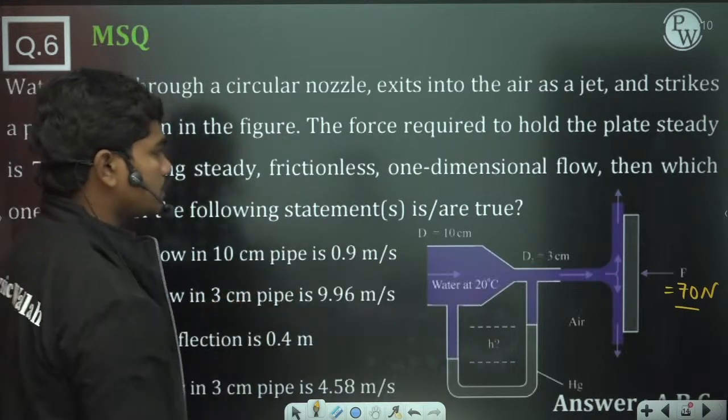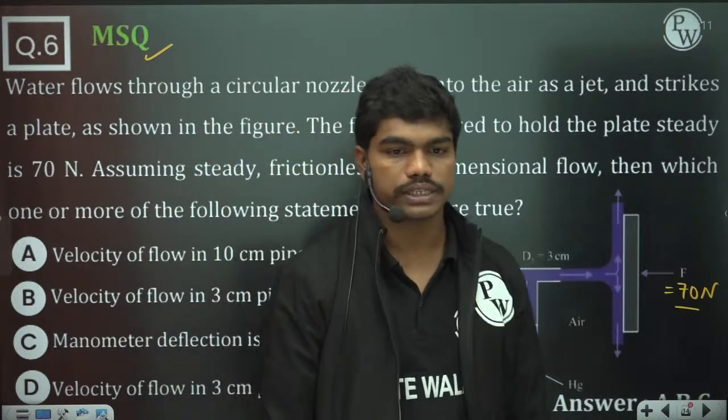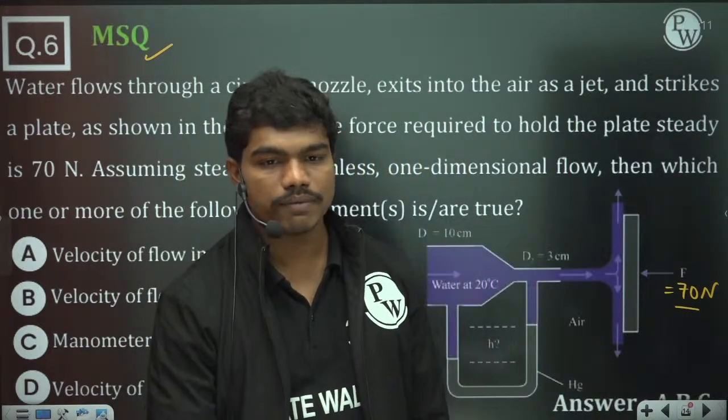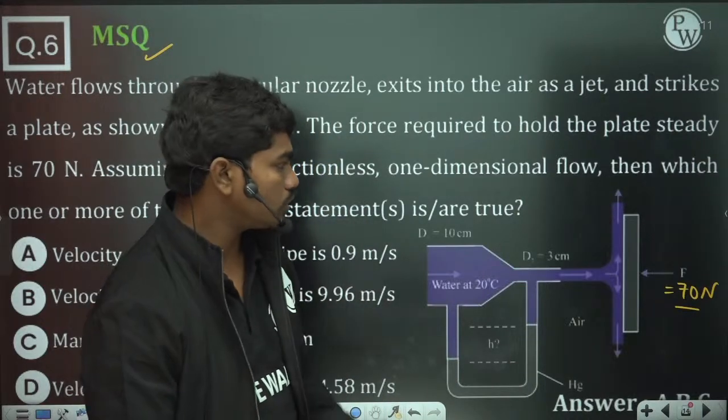This is an MSQ, so you can have different possible options. There is a manometer, there is a pipe flow, and there is the fluid linear momentum equation involved in it. So let us try to solve this question.